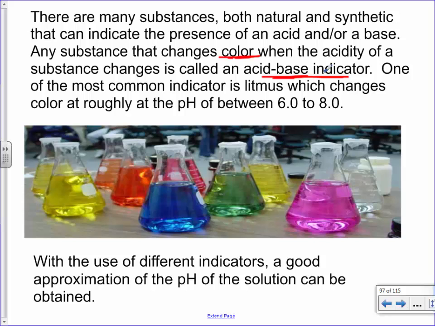If litmus was an indicator listed here, the way it works is it changes color from 6 to 8. If litmus touches something that's below 6, it would turn red. And if it touches something above 8, it would turn blue. Well, there's more indicators out there than just litmus. So let me pick another example here. Let's say we picked bromothymol blue. Let's say we had bromothymol blue paper. What color would bromothymol blue be if it was in an acid? Can you guys interpret how this chart would work?